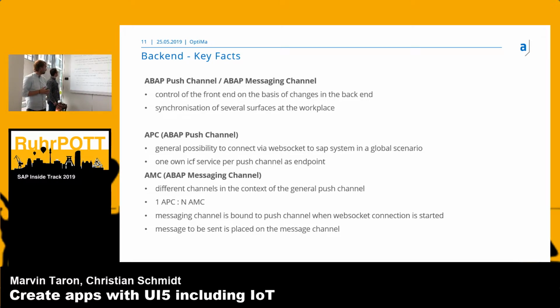And the AMC, the ABAP messaging channel, is in the context of the general push channel, because you have one APC channel and many AMC channels. When you want to send messages over a WebSocket connection to different persons, they need a message channel. The message channel is bound to the ABAP push channel when the WebSocket connection is started. And when you want to send a message from the backend over the WebSocket connection, you have to choose on which message channel you want to place it.